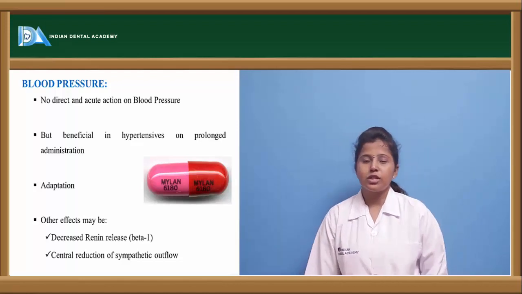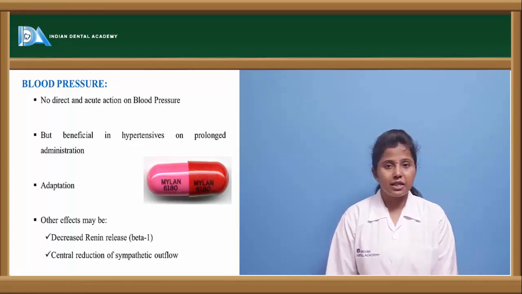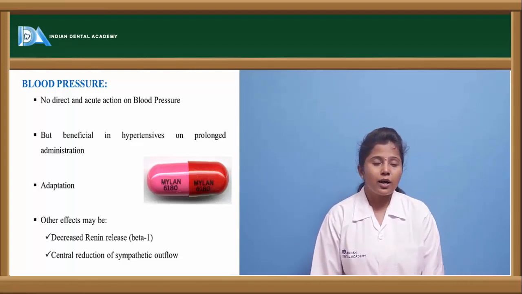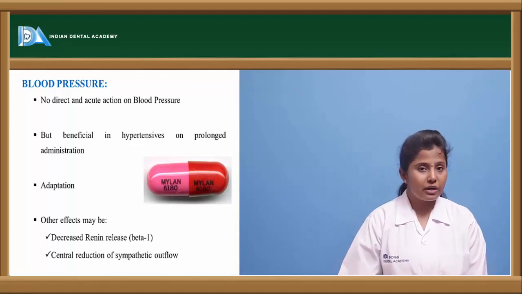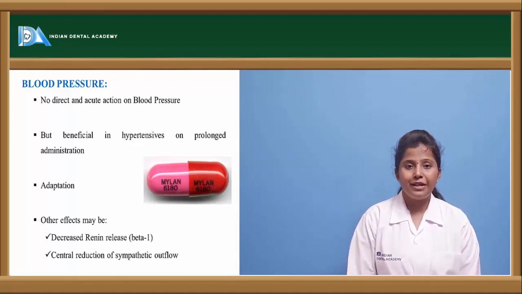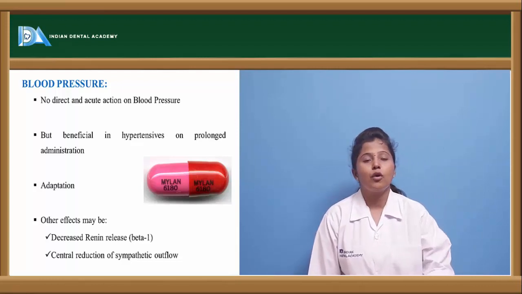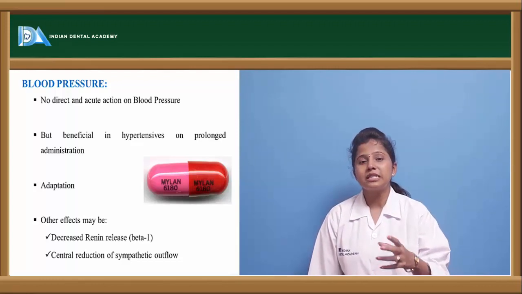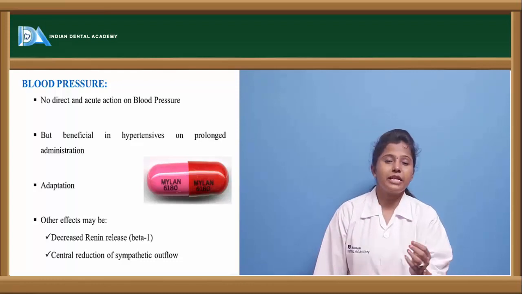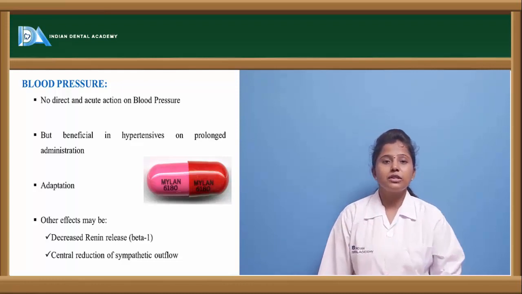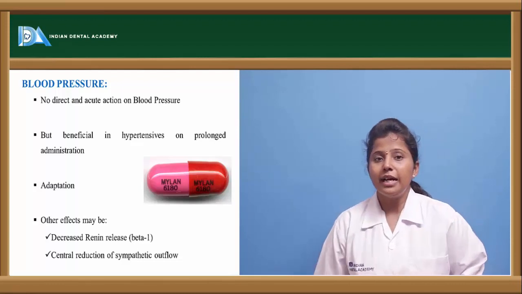And the other effect is decreased renin release. Renin is also one of the compounds released, which alters the blood pressure. So there will be decreased renin release and central reduction of sympathetic outflow. In the central nervous system, the sympathetic flow, or the nerves emerging from the sympathetic nervous system, will be decreased.